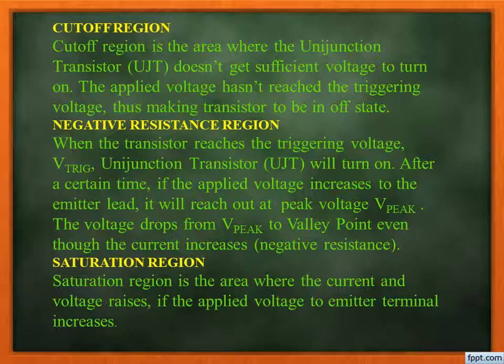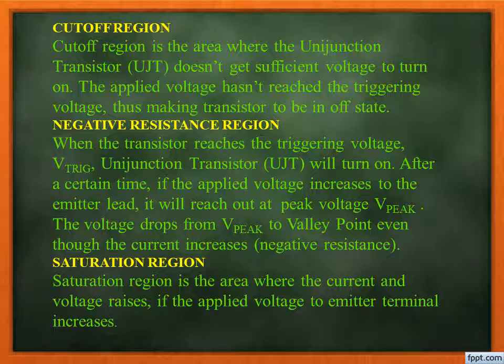Now, cutoff region. What is the cutoff region? Cutoff region is the area where the UJT does not get sufficient voltage to turn on. The applied voltage does not reach the triggering voltage or the peak voltage of UJT. So it is in off state.